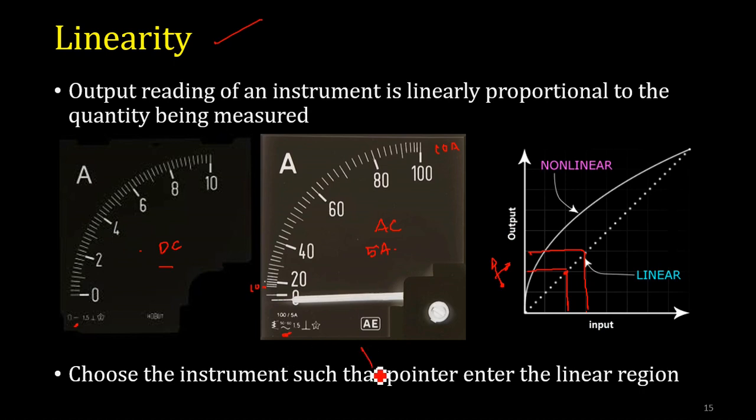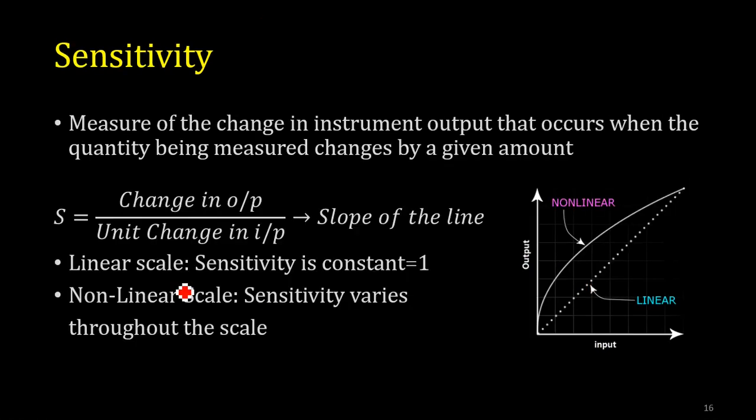So you have to choose instruments in such a way that the pointer will be in the linear region. If you are going to measure 5 ampere, choose an instrument for 10 ampere range so that you can easily measure 5 ampere in the linear range. If you are having DC, you generally have no such issues because your scale is already linear. And why do you have a linear scale in DC and a non-linear scale in AC? We will see that in the coming lectures when you deal with these instruments in detail.